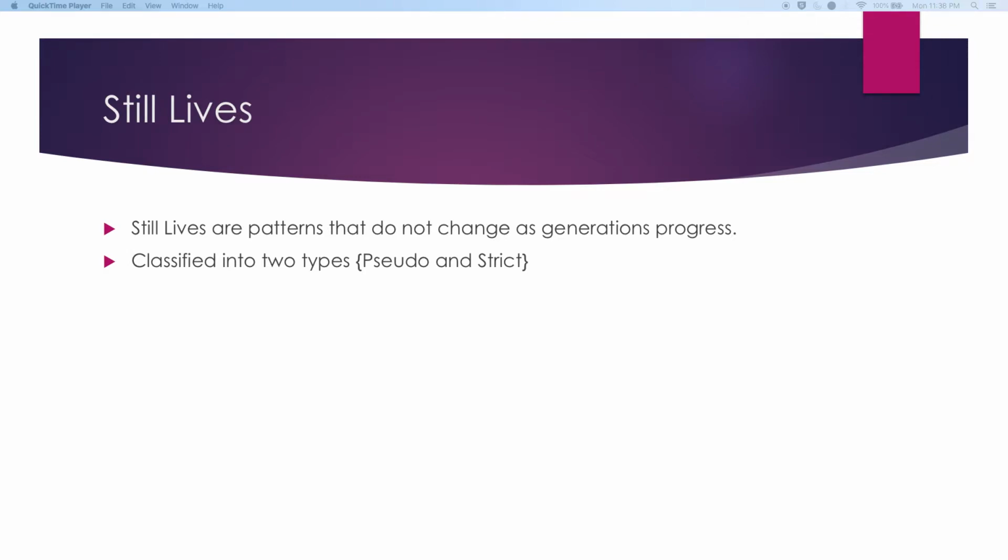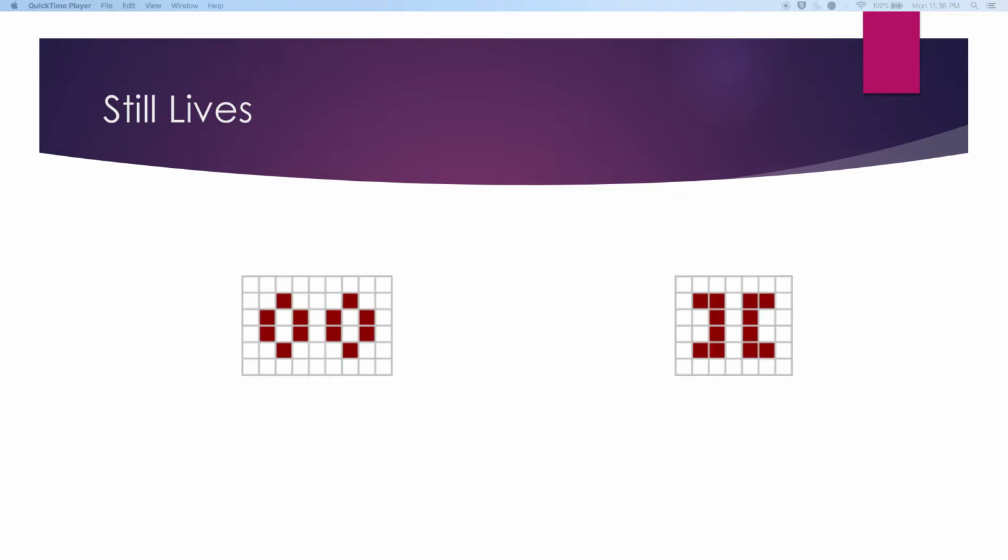Still lives are patterns that do not change as generations progress. They are static structures. Still lives are classified into 2 subgroups: pseudo-still lives and strict still lives. The pattern on the left is a pseudo-still life. This is because it is composed of 2 still lives that do not interact with each other. On the right-hand side, this pattern cannot be broken up into smaller still life patterns, so it is a strict still life.